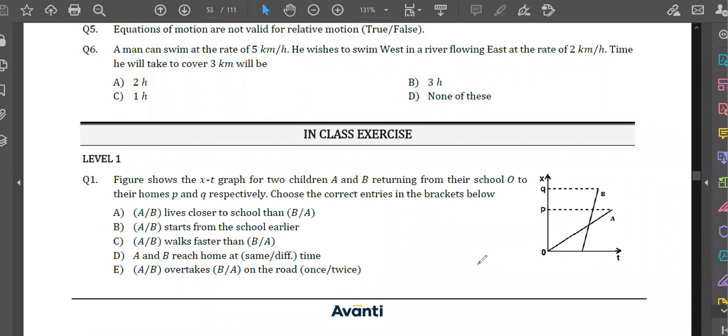Now, D: A and B reach home at the same time. Tell me, yes or no? Same time or different time? Different time, very good. So A reaches at this time, whereas B reaches at this time.